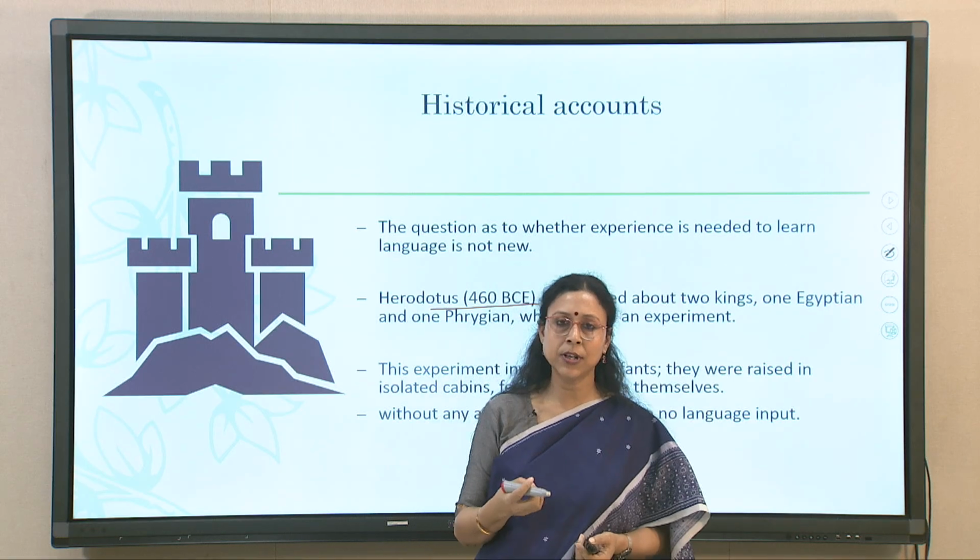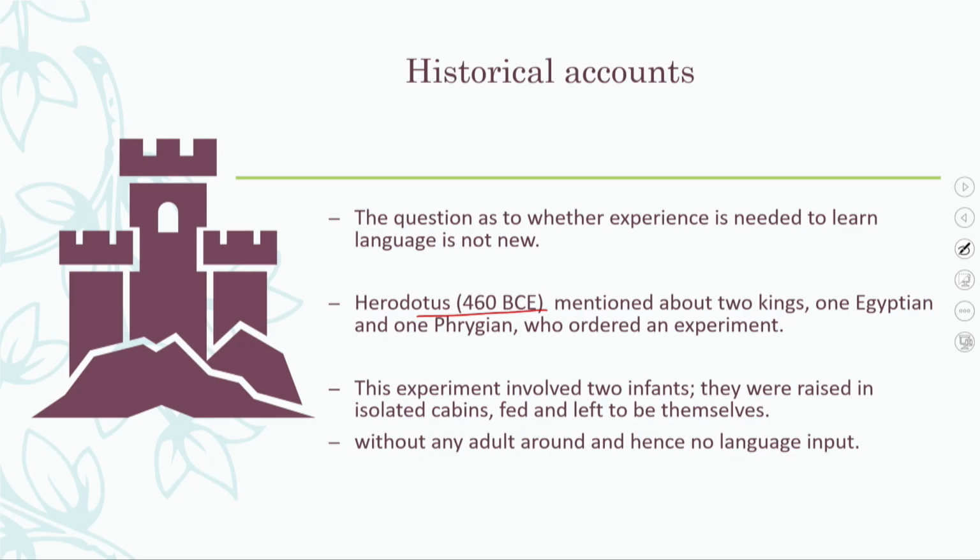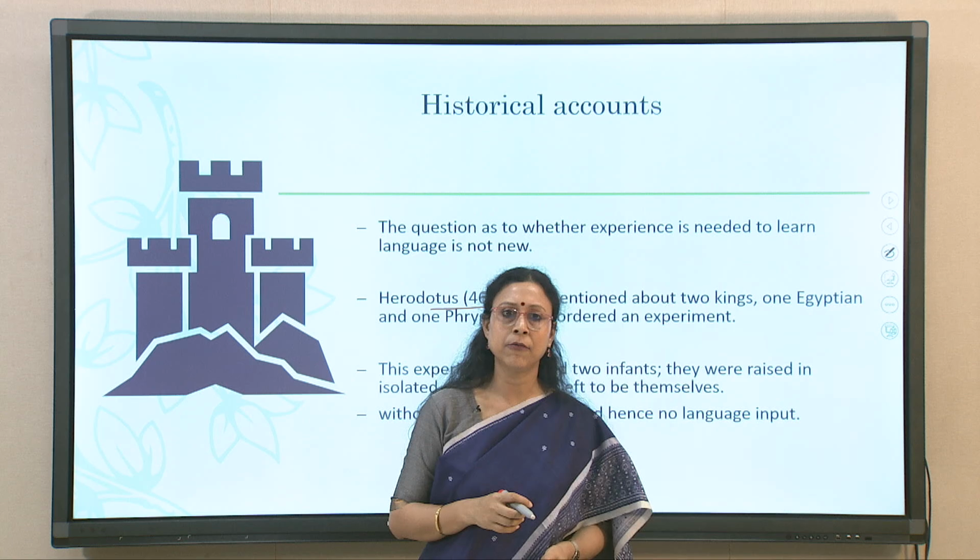In this experiment, there were two infants who were raised in isolated cabins. They were fed, they were taken care of, but there was no linguistic input. So, they were living in isolation with no other human being around, though they were taken care of, not that they were starved or anything, unlike Jeannie. You must be knowing the story of Jeannie. We have also referred to her in terms of the critical period hypothesis. This is not that kind of isolation, but isolated they were. They had no other human contact, no adults were speaking in any language around them, and as a result there was no language input.